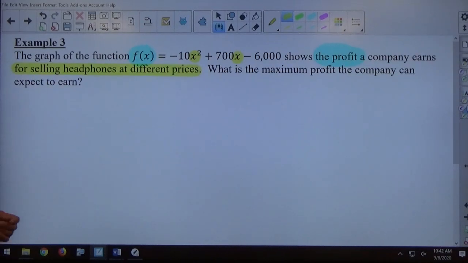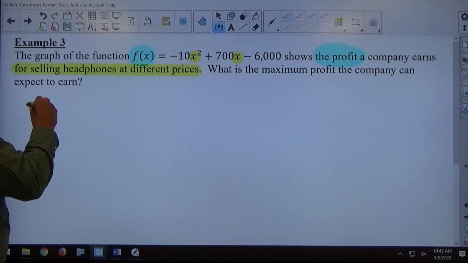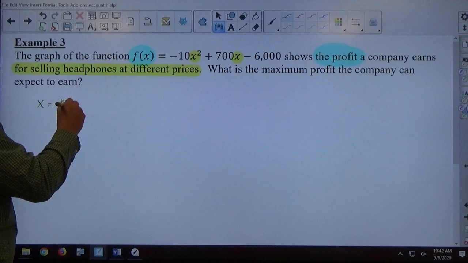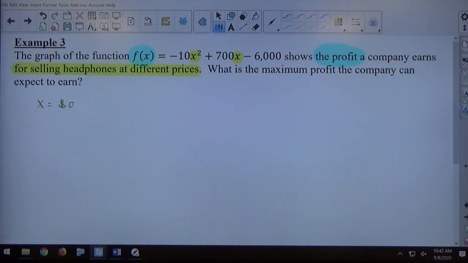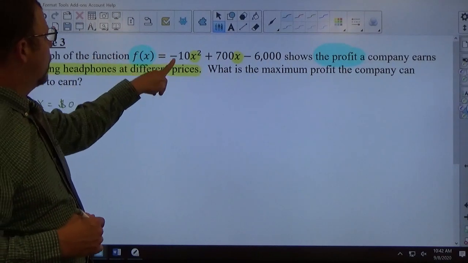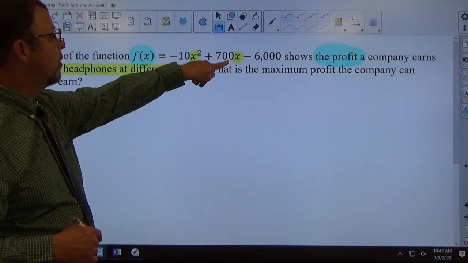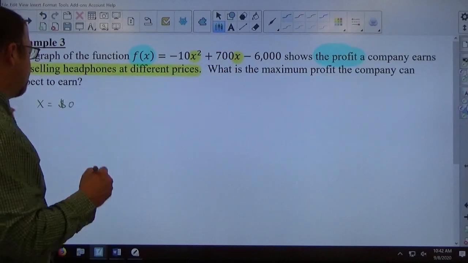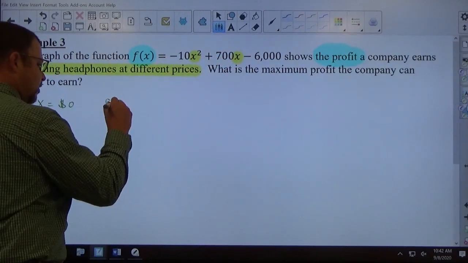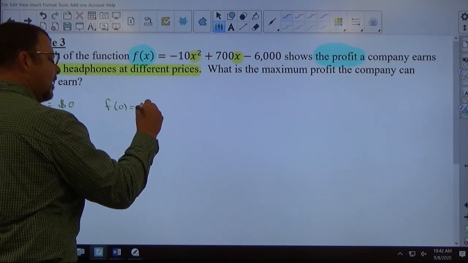For example, if we sell the headphones for $0 each, can we expect the company to make any money? No. Probably not. We're going to enjoy it because we get the free headphones, but the company making the headphones should lose money. If we put 0 in for x, I'm going to get negative 10 times 0 is 0, 700 times 0 is 0, minus 6,000. So f of 0 is equal to negative $6,000.